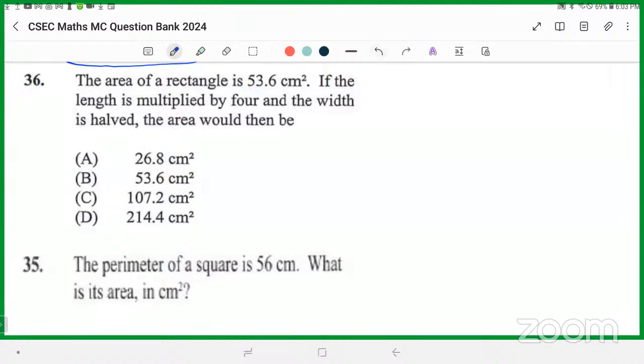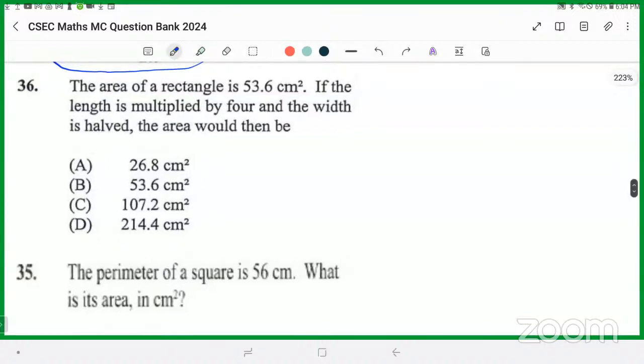If the length is multiplied by 4 and the width is half, then the area would then be, so basically recalculating the area. Let us scheme it up. So it's like you have a rectangle, and you have a length and a width. And the area of this one is 53.6. It means that the length times the width is 53.6, leaving off the units, right?